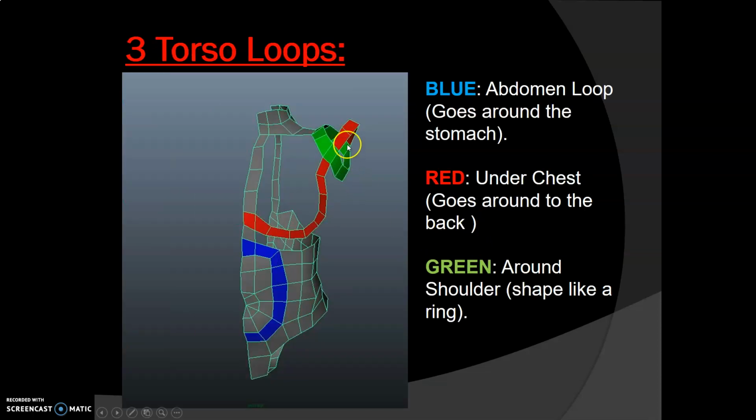And this is a loop that happens in the torso. When it comes to character creation, I like to start modeling the torso because I find that it's the easiest one to model. When it comes to the modeling, I usually have one major loop, the blue one, and one red one that goes around to the back, and one more around the armpit area. So these are the three major loops that you should have in your model.